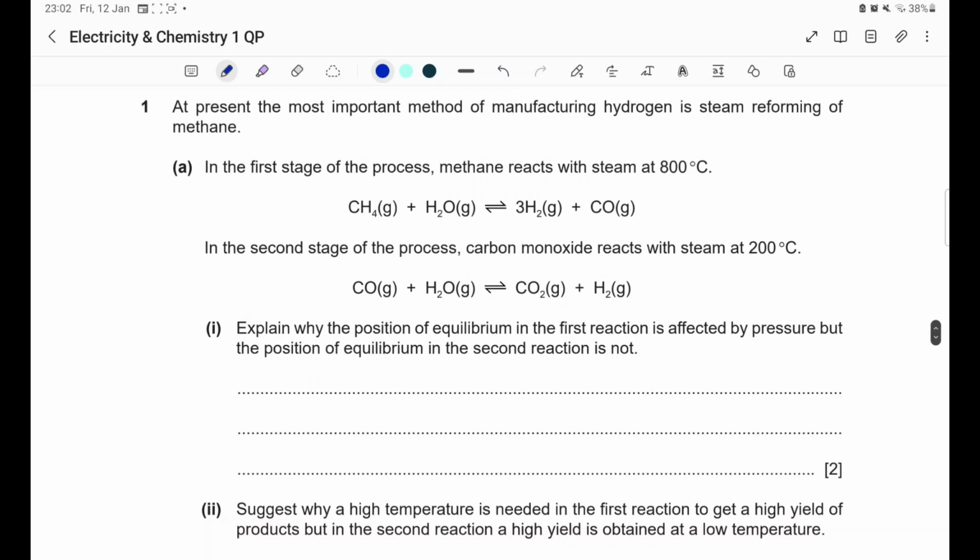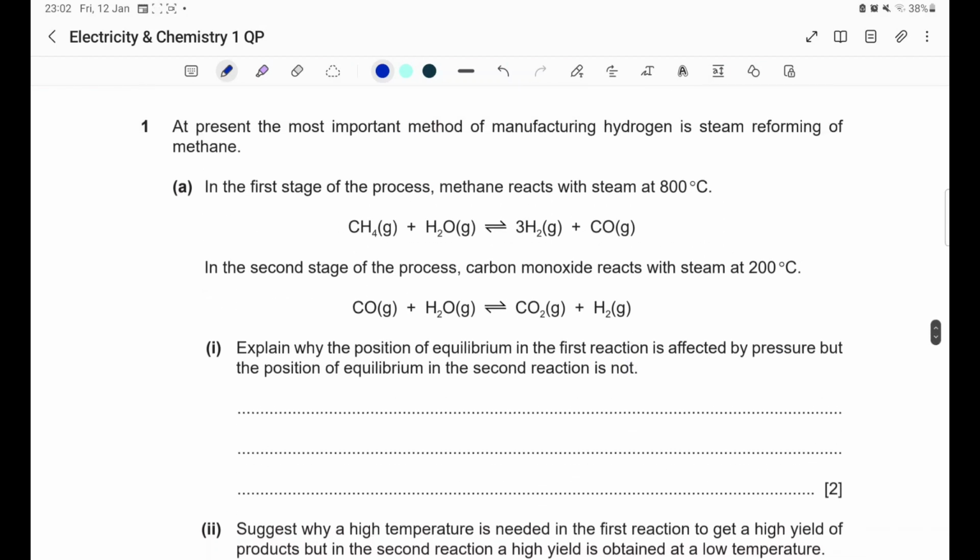Okay. At present, the most important method of manufacturing hydrogen is steam. Okay, useless information. Right. In the first stage of the process, methane reacts with steam at 800 degrees Celsius. In the second stage of the process, carbon monoxide reacts with steam at 200 degrees Celsius. Explain why the position of equilibrium in the first process is affected by pressure, but the position of equilibrium in the second process is not.